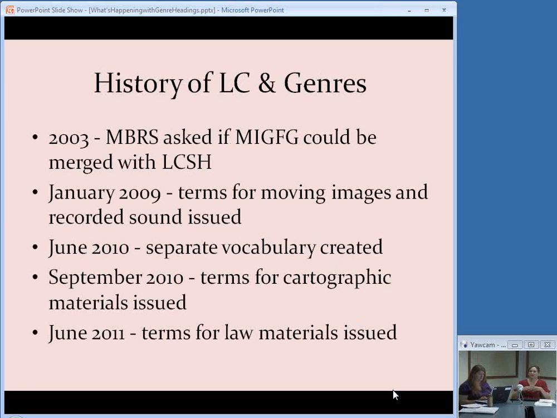Now, since a lot of what I'm dealing with today is the recent changes to the Library of Congress genre terms, I thought I'd cover briefly a history of the Library of Congress and their involvement with genres. They've been doing subject headings for a lot longer than they've been doing genre terms. Let me see, I've got my spelled-out acronyms written down here to make sure I get these correct.